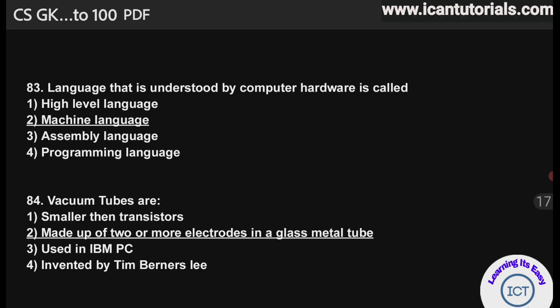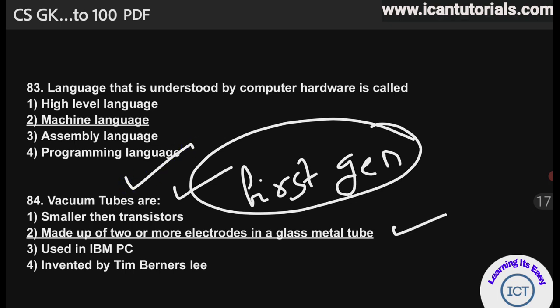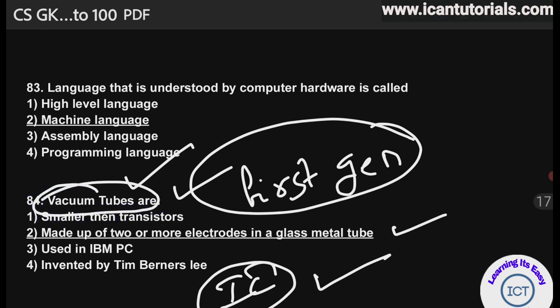The 84th question is, vacuum tubes are, and the answer is made up of two or more electrodes in a glass or metal tube. So what are vacuum tubes? These are the most important components which were used in first generation computers. When computers were designed for the first time, we used vacuum tubes. Nowadays we are using integrated chips, ICs, on a large scale, but in the early days, in the first generation computers, we used vacuum tubes.